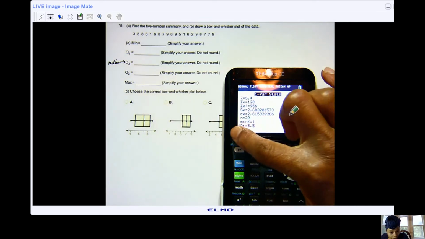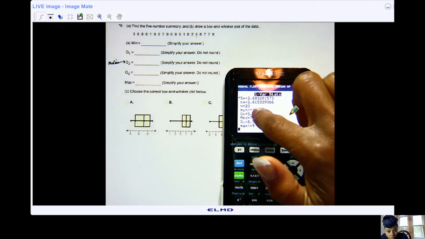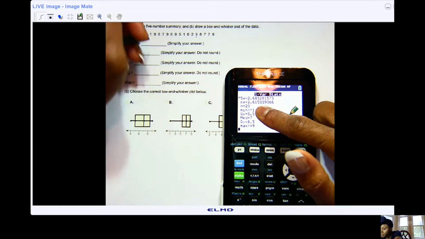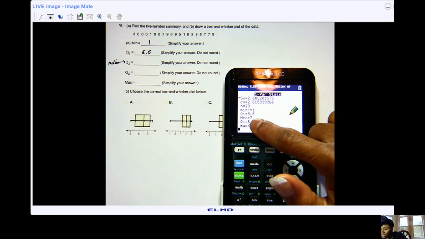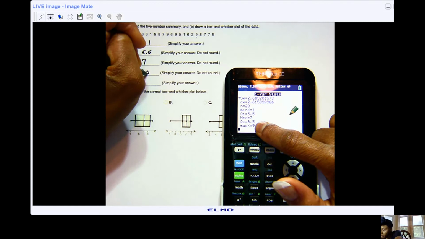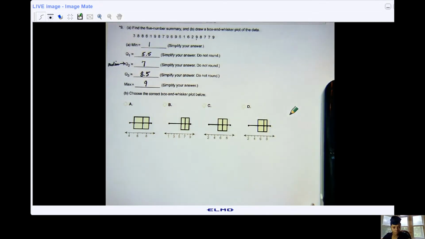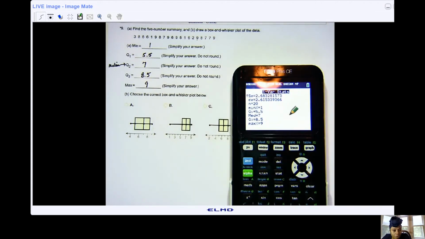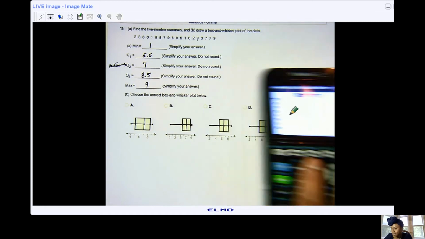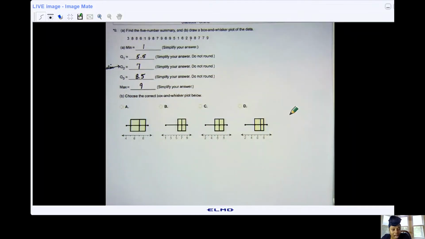Now, there's a little arrow here that indicates that there's more to see. If you arrow down, you will see the 5-number summary. Minimum value is 1. Q1 value is 5.5. The median, which is Q2, is 7. Q3 is 8.5. And then the max number is 9. Okay? So the one variable stats key will find the 5-number summary for us as well. And after that, you're asked to just create the box and whisker plot using the 5-number summary.